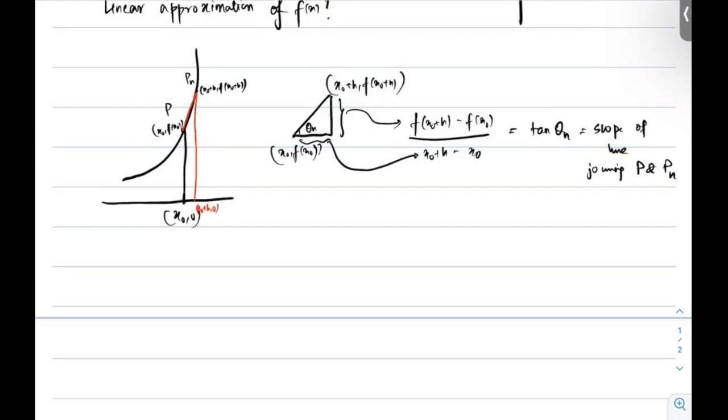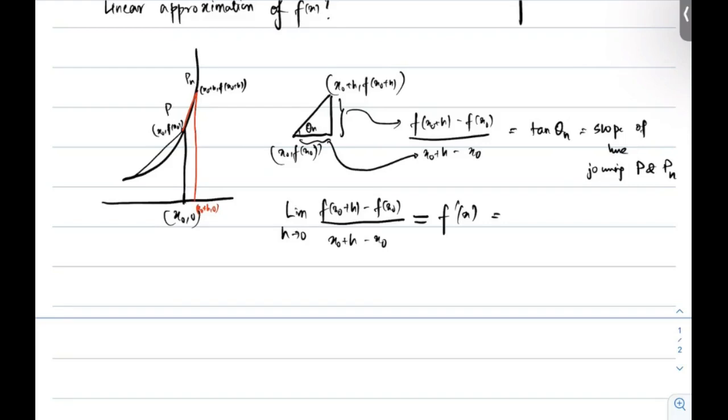Now, what Newton told is that if limit h tends to 0, you can do it from the left hand side, when h is negative. So h tends to 0 of f of x naught plus h minus f of x naught by x naught plus h minus x naught. This is some number. If this limit exists, they define it as f dash x.